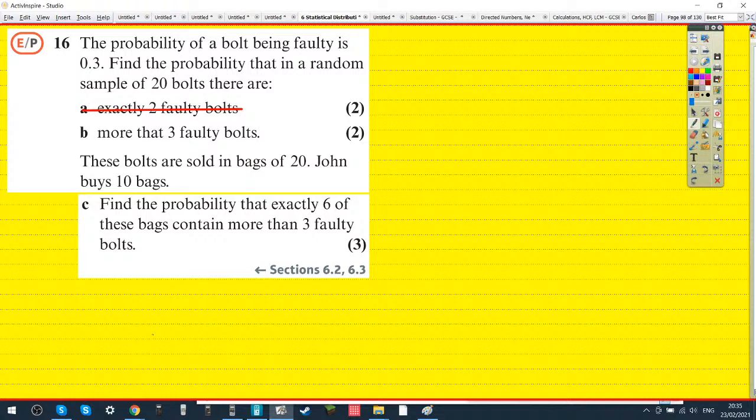So I got the lower would be 4, the upper would be 20, the number of trials would be 20, and the probability is 0.3. That gives us 0.89291 to 5 significant figures. 0.8929, and then 1. 291.